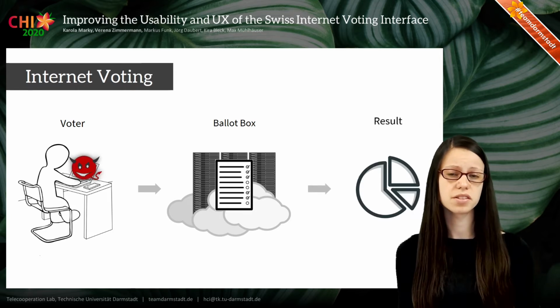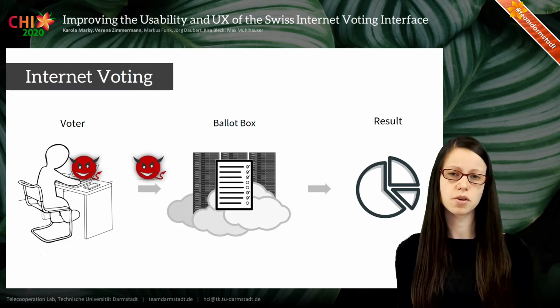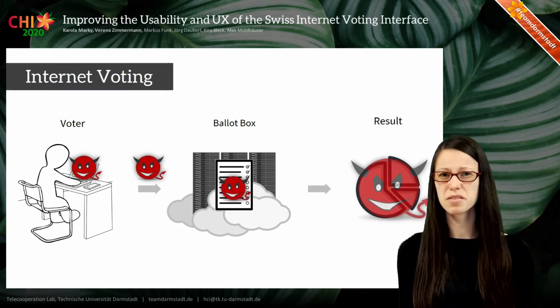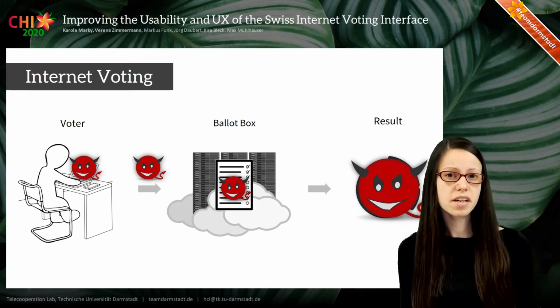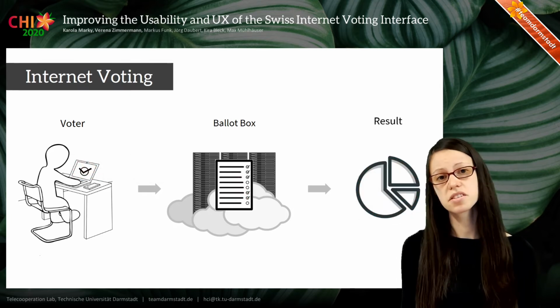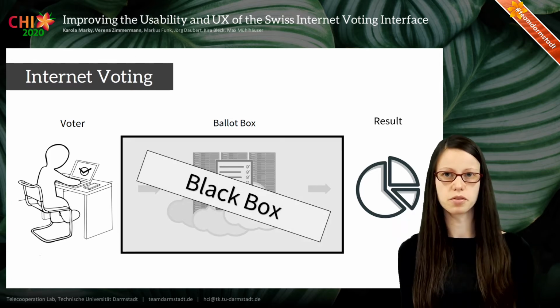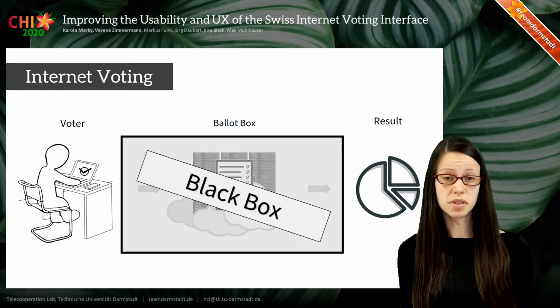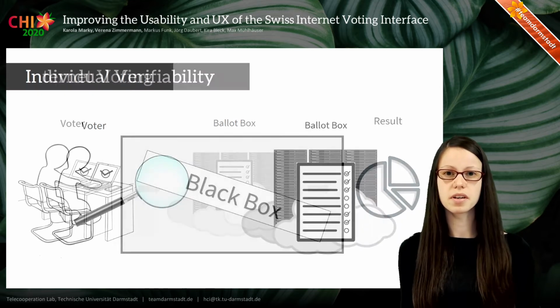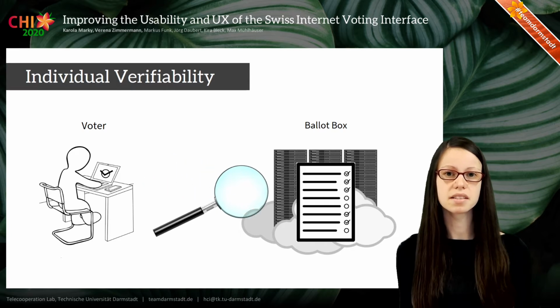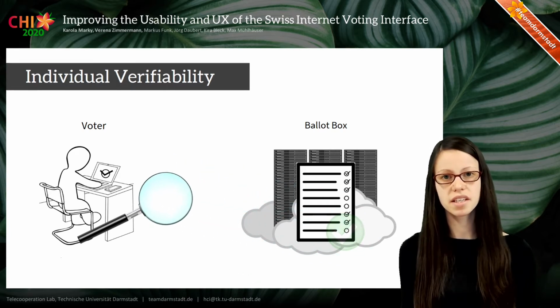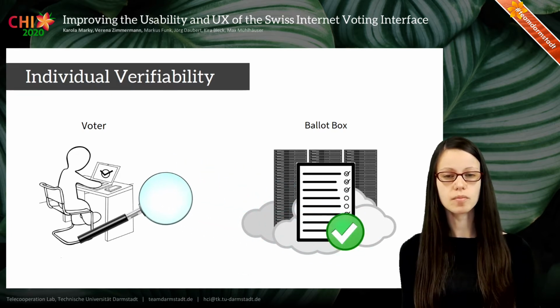There might be a virus on the voter's computer, there might be something wrong during transmission, thus the vote in the electronic ballot box might be wrong, and even the election result. And even if there are no attacks in place at all, the voting system in general rather is a black box for the voter. To mitigate these issues and even to uncover attacks, the concept of individual verifiability provides voters with techniques to inspect the ballot in the electronic ballot box to make sure that everything matches their intention.